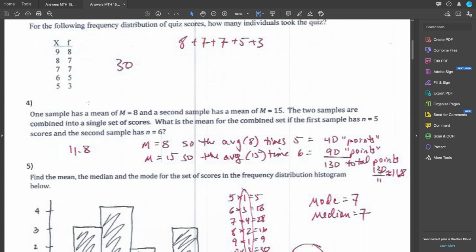Okay, one sample has a mean, I don't know why they use M, it should be X bar, of 8, and another sample has a mean of 15. The two samples are combined into a single set of scores. What's the mean for the combined set, if the first sample has 5 scores and the second has 6?